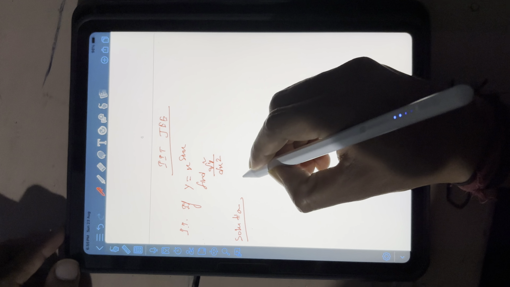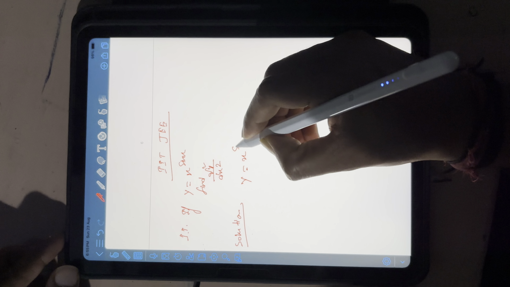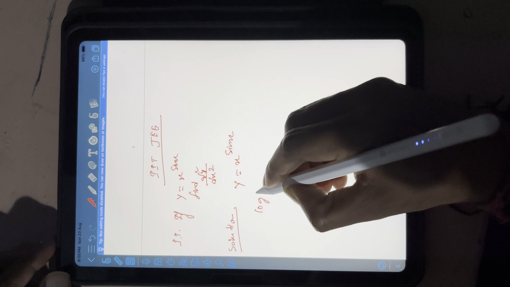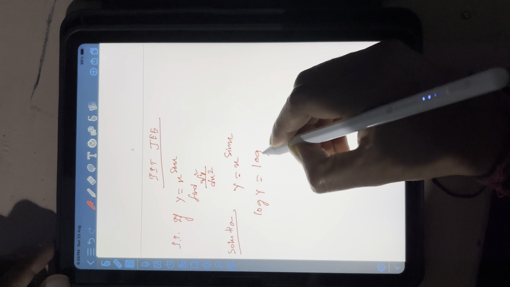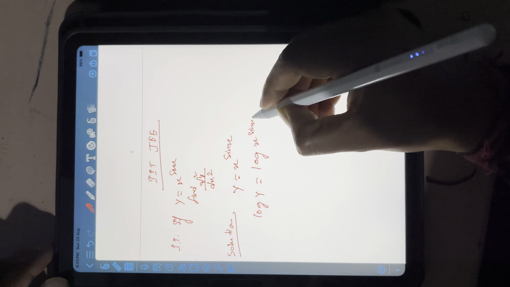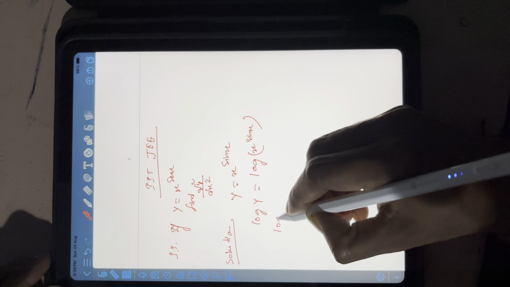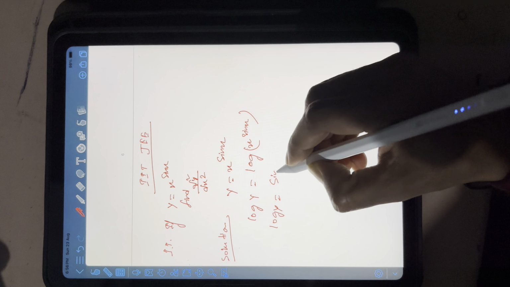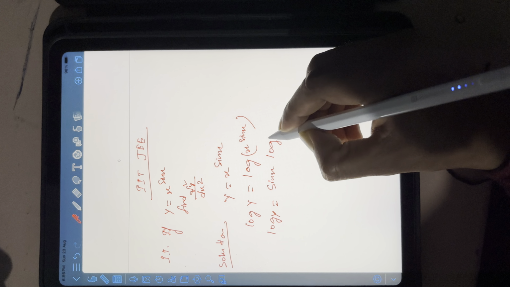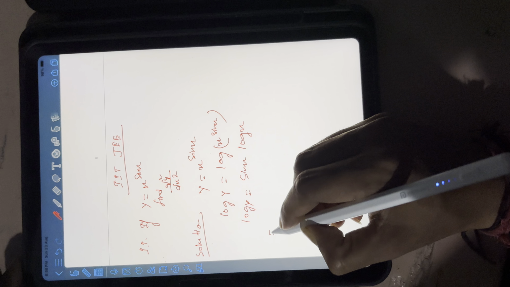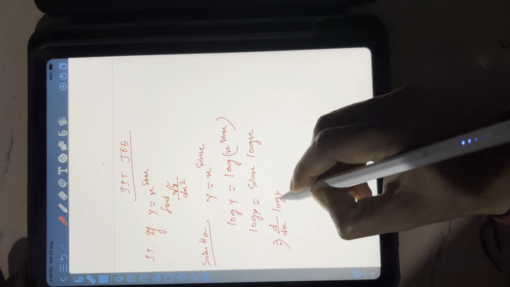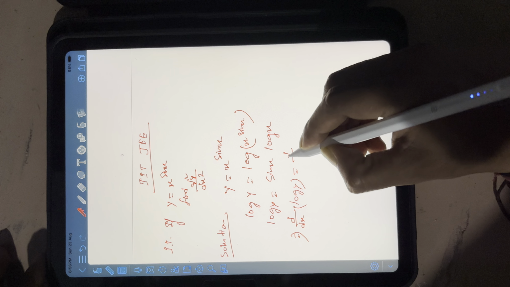Solution: y = x^(sin x). So we need to take logarithm on both sides. So log y = sin x log x. After that, we need to differentiate both sides with respect to x.